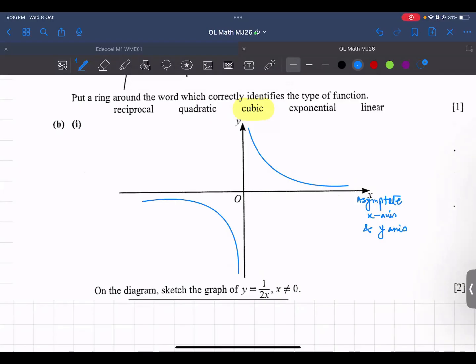Also, first and third quadrant will be positive. Yes, because your a is positive. It is 1/2. 1/2 is a positive number. So it is in the third and the first.